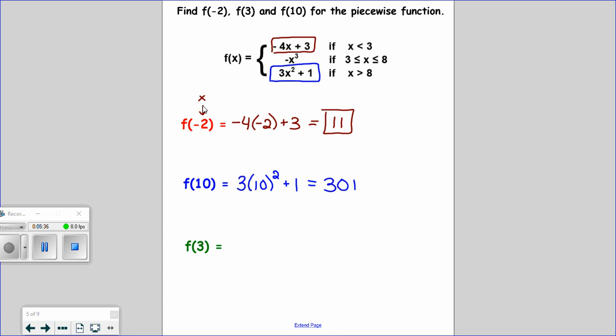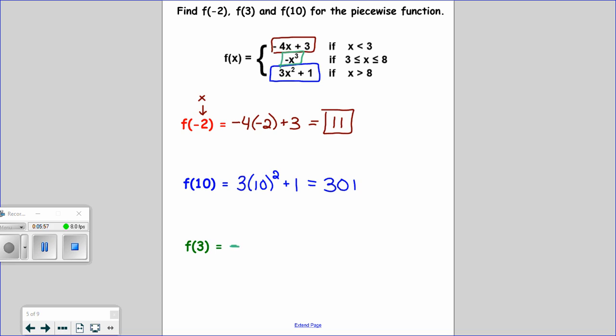So if my number is 3, is 3 less than 3? No. Is 3 greater than or equal to 3? Or equal to is the key, isn't it? We're looking for the one where it says or equal to. And they will almost always ask you one of those where it switches between equations. Because it is or equal to, we would use that middle equation.